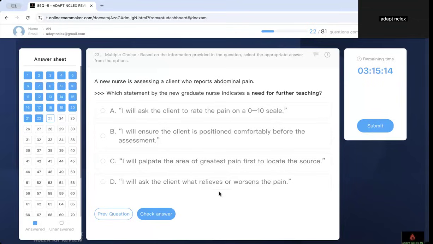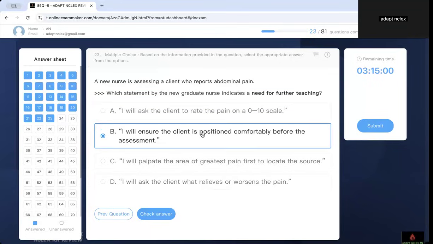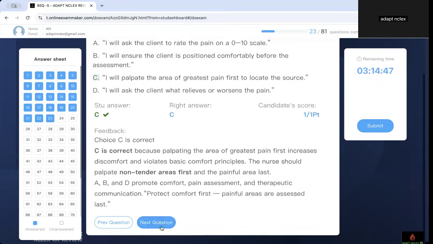What do you think? If you are assessing the patient, the concept of assessing pain, do you push where they have the pain right away when you examine them? Of course, ask them about their pain scale. Of course, position them comfortably. But going for the greatest point first is bad. The nurse needs further teaching. It's okay to ask them what makes the pain better. Therefore, this patient needs intervention.